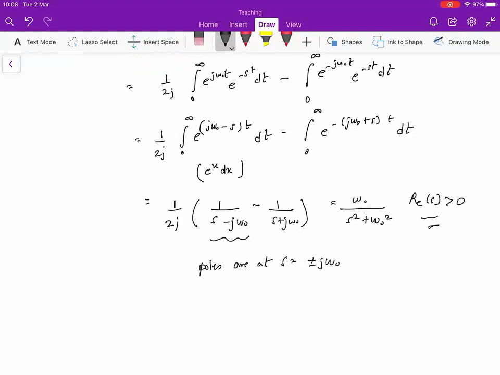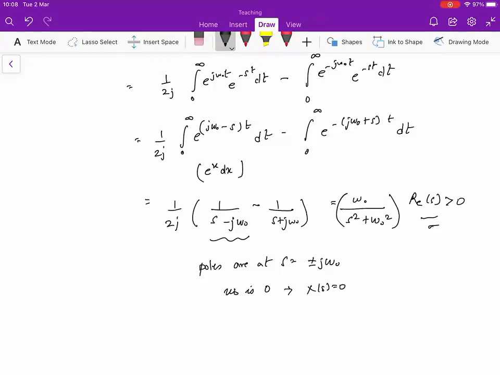And then the zero: if omega naught is 0, then the transform is 0. Then we basically get X of s equals 0, because you have this form over here. And if it's not 0, then it's never 0. So if omega naught is non-zero, then it doesn't matter what s is, it's going to be non-zero. So we don't get a zero. Okay, any questions about that?